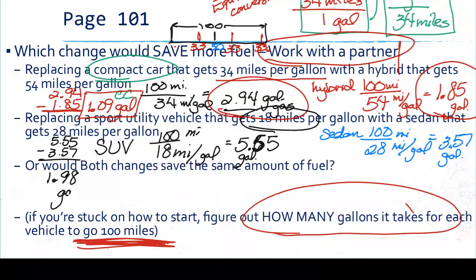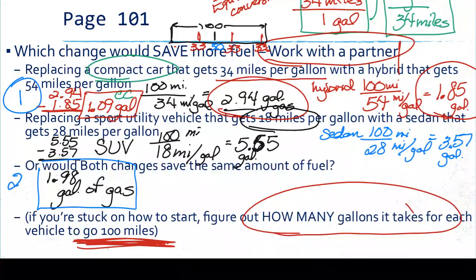1.98 gallons of gas. Now, how is it we can compare all of these at the same time? Because they all were looked at driving how far? 100 miles. So they're all being compared in the same way. So is it better to save 1.98 gallons of gas or 1.09 gallons of gas? Which one gives you and saves you the most gas? One or two?